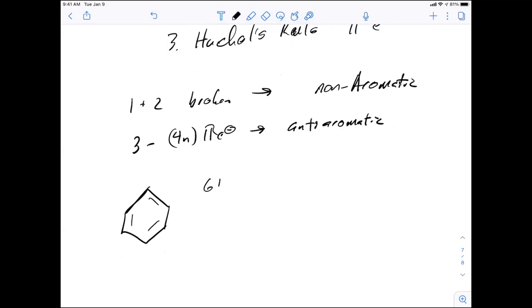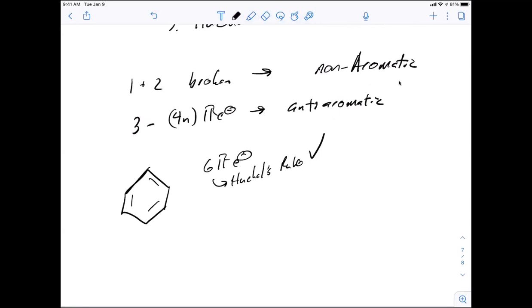Well, I have 6 pi electrons, right? Does 6 pi electrons match Huckel's rule? Yes, right? Is it a continuous cyclic pi system? So that's 1 and 2, continuous cyclic pi system. Yes, it is planar. Right. So since all 3 of these are the same, continuous, cyclic, and 6 pi electrons, then this is aromatic.